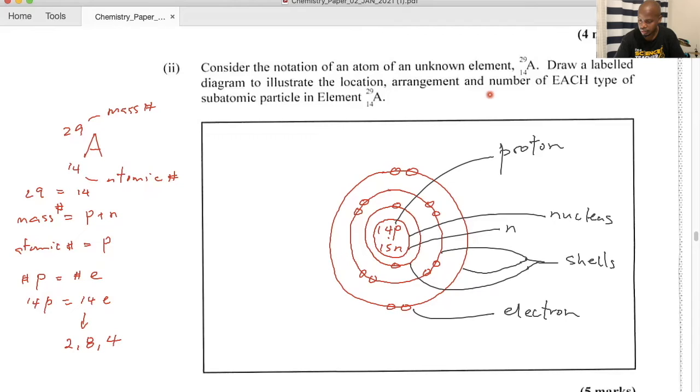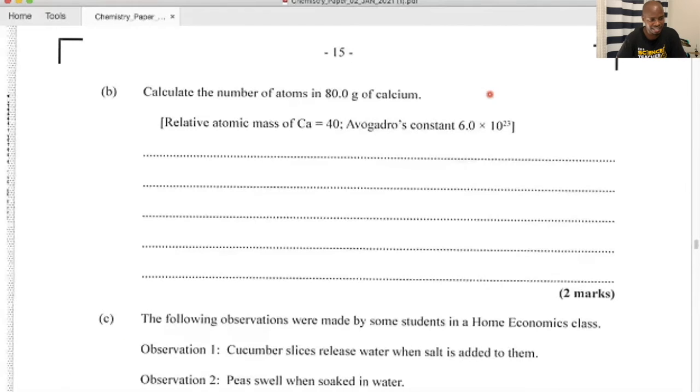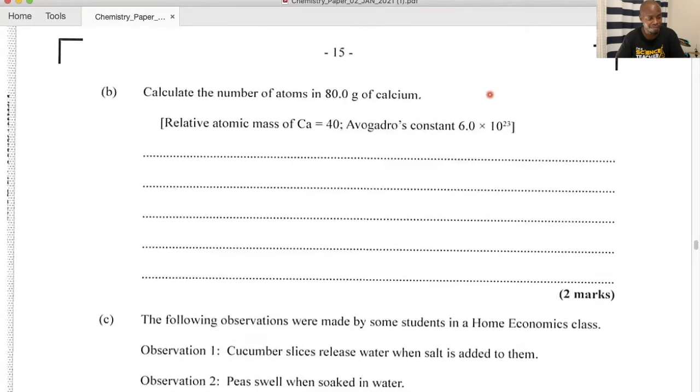Neutrons are found in the nucleus, and electrons are found in the shells. I did not mention that earlier on, but there's a little mole concept here, and chemistry would not be chemistry without the mole concept. So here we're asked to calculate the number of atoms.